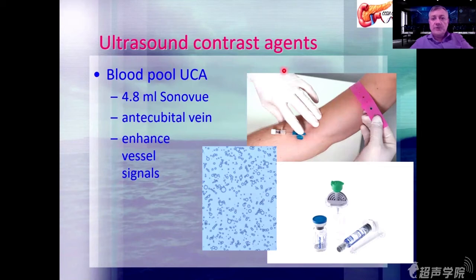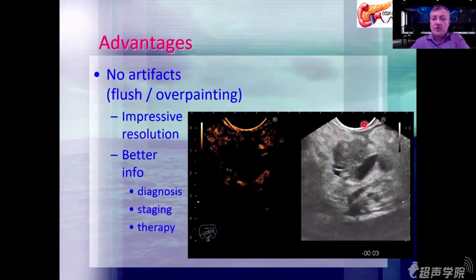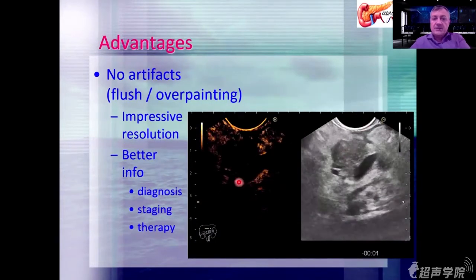So then the ultrasound contrast agent that we are using is SonoVue. This is a blood pool ultrasound contrast agent which is injected through an antecubital vein, and then it goes through the vessels. It doesn't get out of the vessels, it stays in the vessel, and in this way we can obtain enhanced images of the macro and microvasculature. And this is an example.